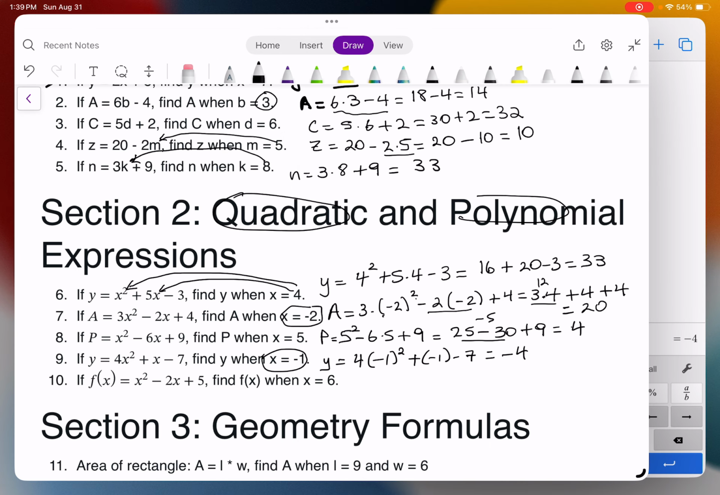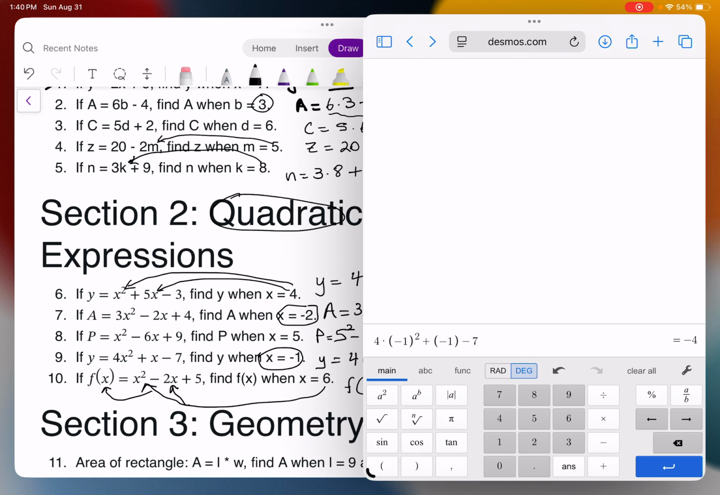On number 10, the last one on this type of problems, we get f of x. X is 6, so we're going to place it everywhere we see an x, and it's a good practice to plug it in there too. So we get f of 6 equal 6 squared minus 2 times 6 plus 5. Let's write it in the calculator. We type in 6 squared minus 2 times 6 plus 5. And the answer is 29.